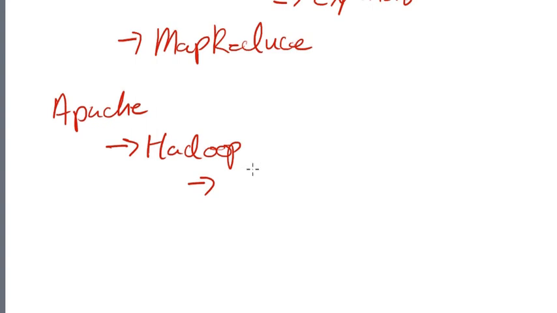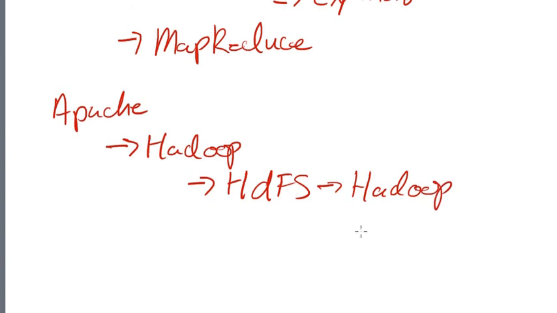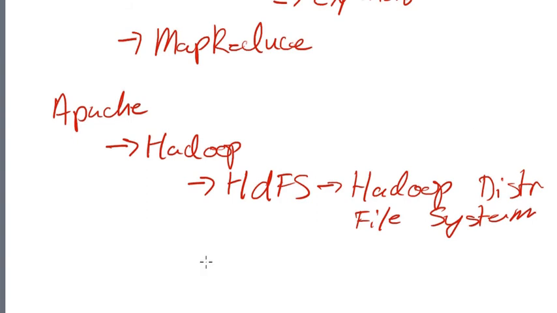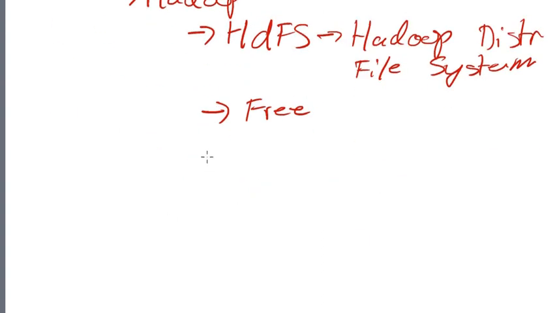And just like Google's GFS, Hadoop has its file system called the Hadoop Distributed File System, or HDFS. So let's write that down. And it's completely free. And it's written in Java. So all your MapReduce programs are written in Java. Makes it simple, makes it easy to learn for most developers.